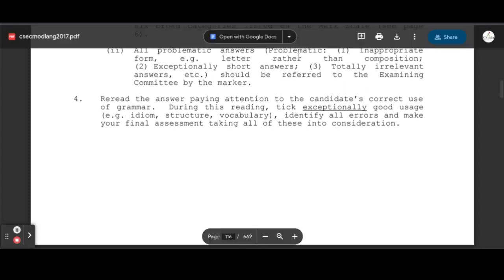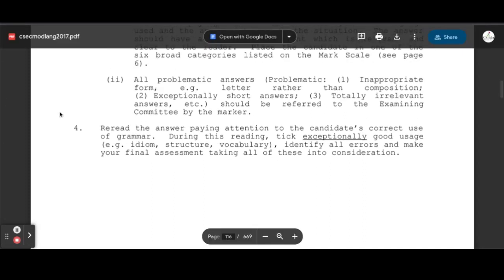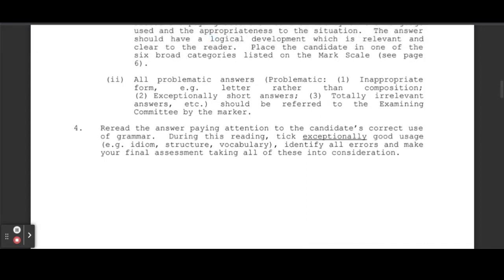And this is just a note on students not doing a letter and doing something else, because right now we only have letters. There's no option. So it's not like letter or composition. So if someone has a composition rather than a letter, or does a short answer, or does not write on the question, then they're saying they're going to refer it to the examining committee.